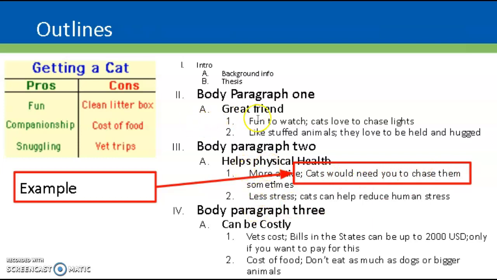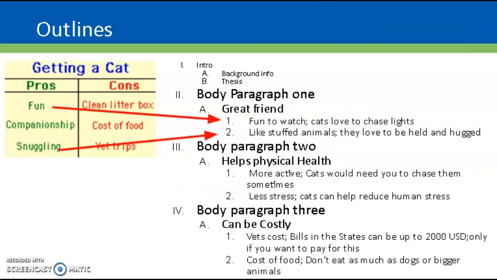Okay, so again, what I'm trying to get you guys to see is that as you're forming your ideas, how you want to organize them, you have your main idea, your big idea, and then you have these small ideas with an example. And again, very short, very quick. We don't need long sentences here.